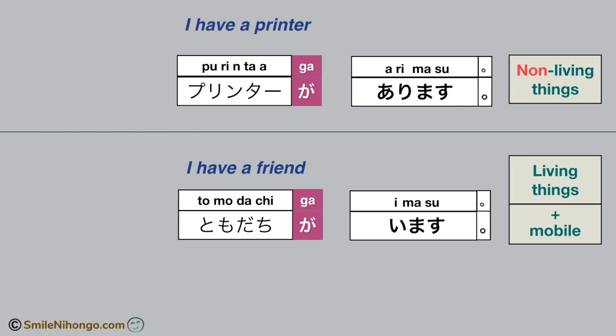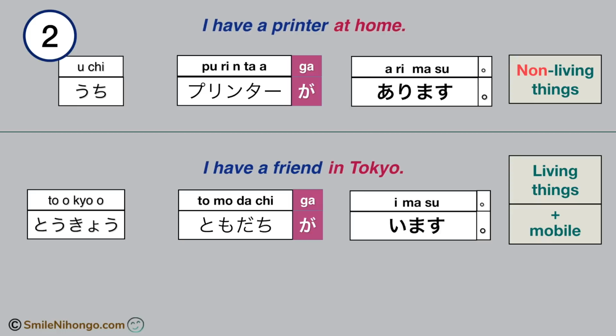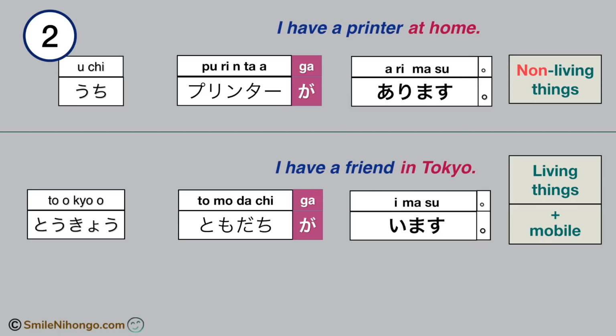Okay, let's move on to the next step. Step number 2. How to add a place of existence to your sentence. Let's say you want to say, I have a printer at home, or I have a friend in Tokyo. Home is うち, and then Tokyo is 東京, right? And this is the particle you have to use to mark these places. に.